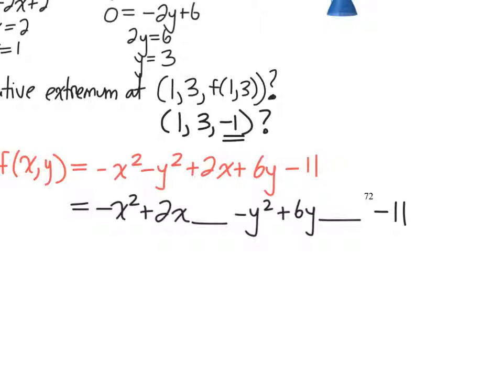All right, so we would complete the square here. I am going to cut the b value in half, square it, and then divide by the leading coefficient. So it's going to be a -1.